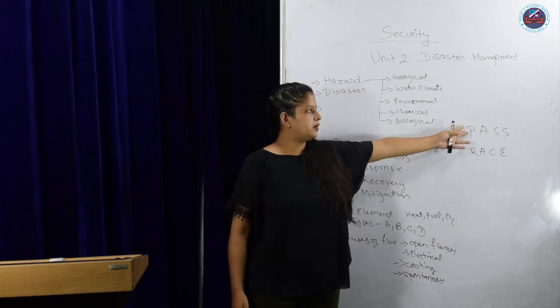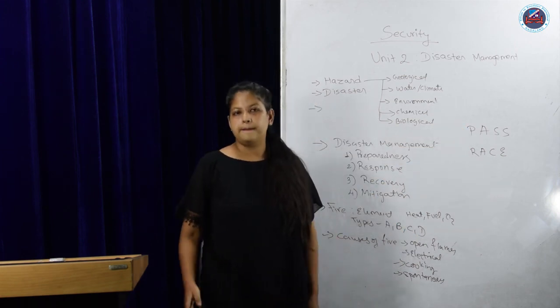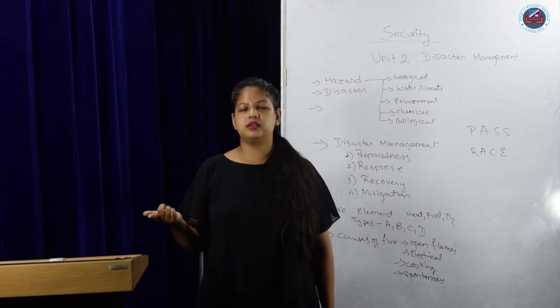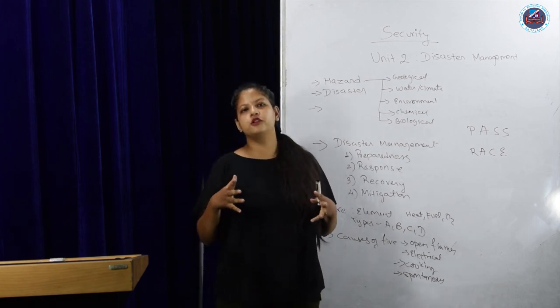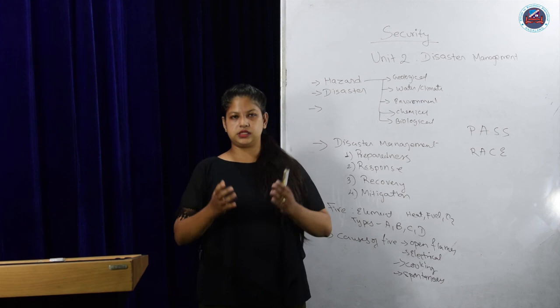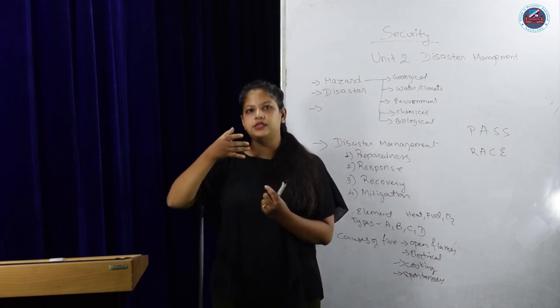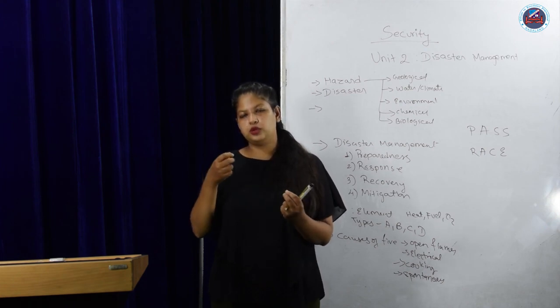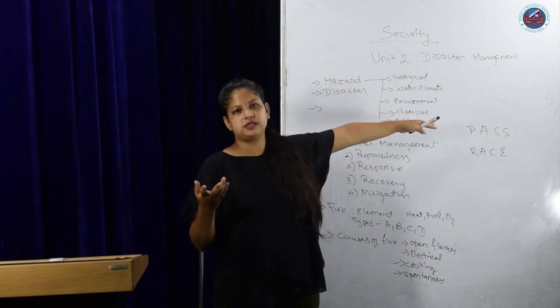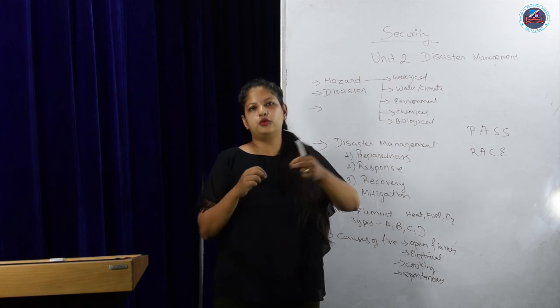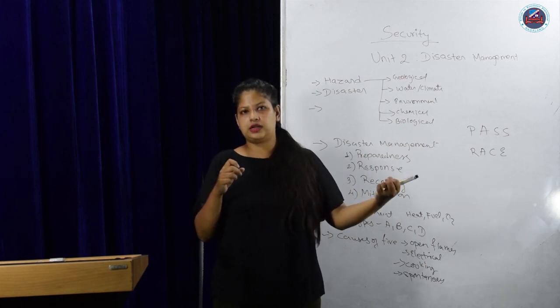Now, in order to overcome that, we use the PASS method. PASS method is a method of using a fire extinguisher. You might have seen a fire extinguisher. On the top there is a nozzle and there is a pin to pull. So how to use it? We call it the PASS method. P stands for pull the pin. You have to pull the pin in the front.